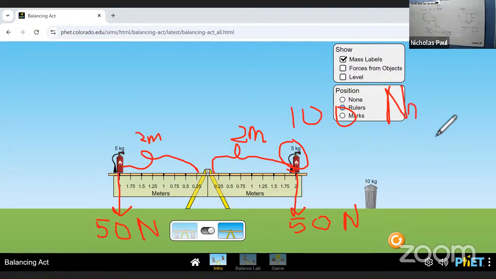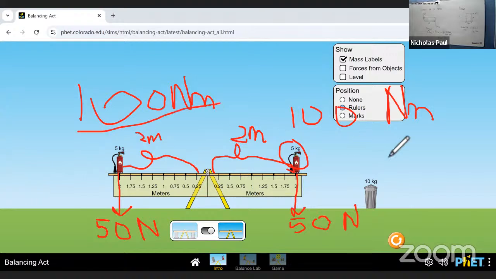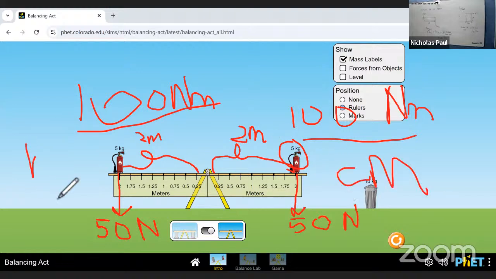multiply them. And if I find the moment on the left side, you all recognize that they are the same? So that brings us to something called the principle of moments. Once the clockwise moment equals the anti-clockwise moment, the object will be balanced.